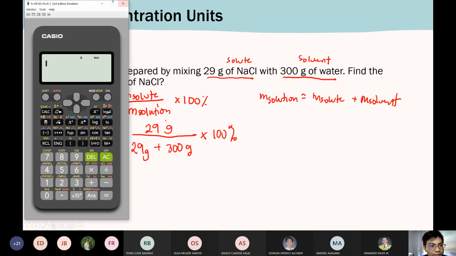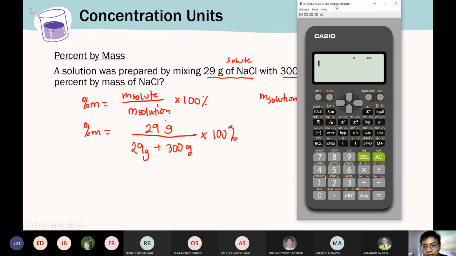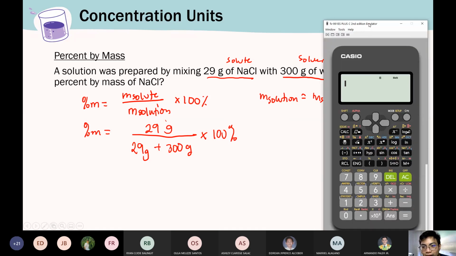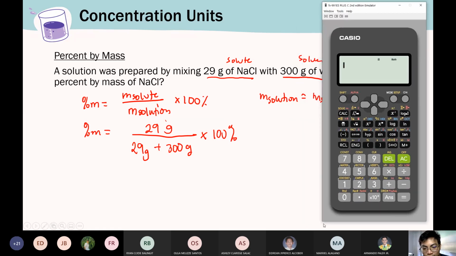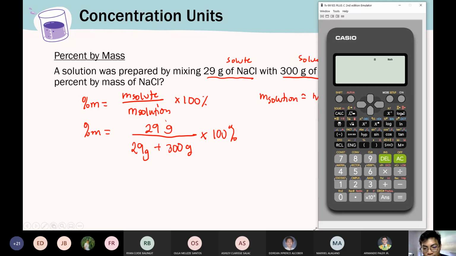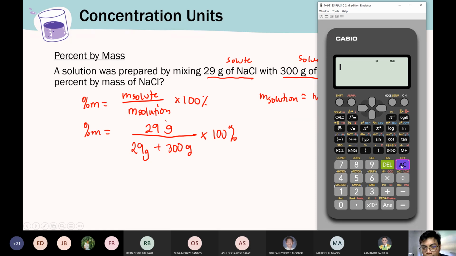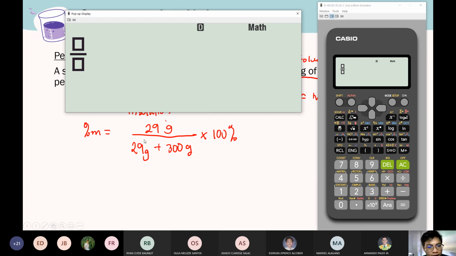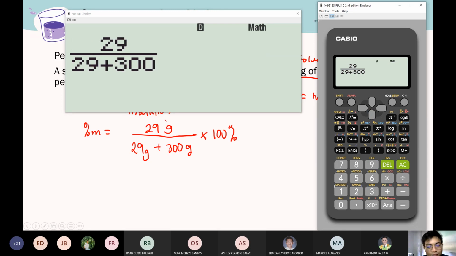Meaning, magsasolve na tayo. Buksan ng calculator. Sabay-sabay tayo pipindot. Pwede rin naman yun sa computer niyo or cellphone calculator. So, pindutin natin yan. Gawa kayo ng fraction using this. And then, of course, the numerator, 29. In the denominator, that's 29 plus 300. Tapos multiply mo yan lahat by 100.